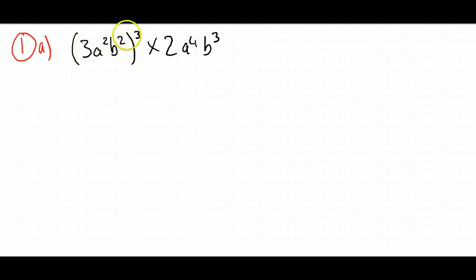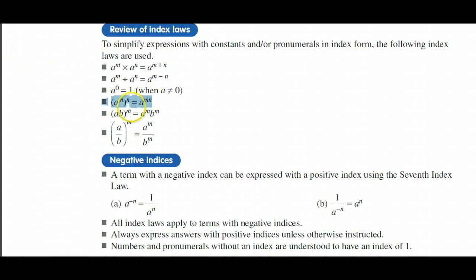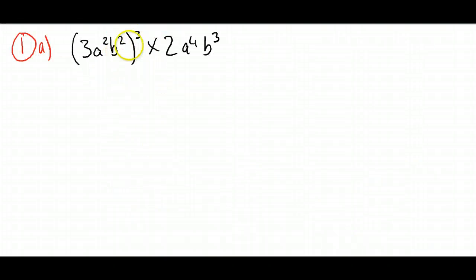In order to do that, we've got to apply the fourth and the fifth index laws here, and here's how we do that. So the fourth index law says anything that's inside these brackets has to be raised to this third power out here, and the fifth index law says that I've got to apply that third power to each of the things inside the brackets.